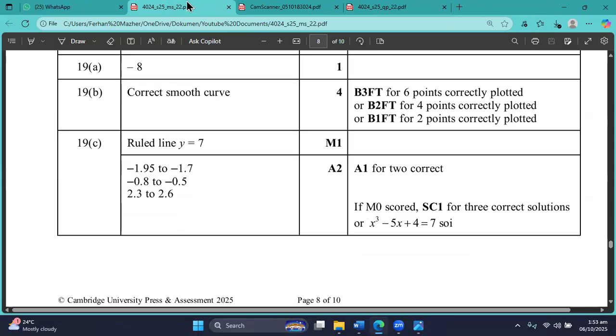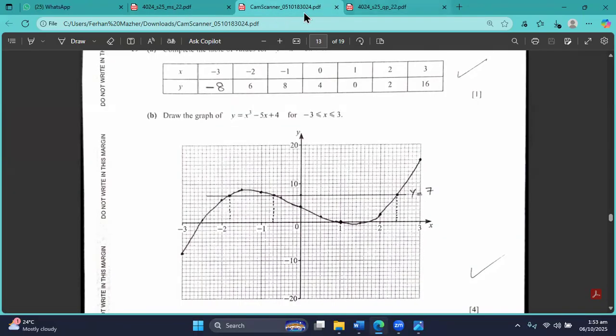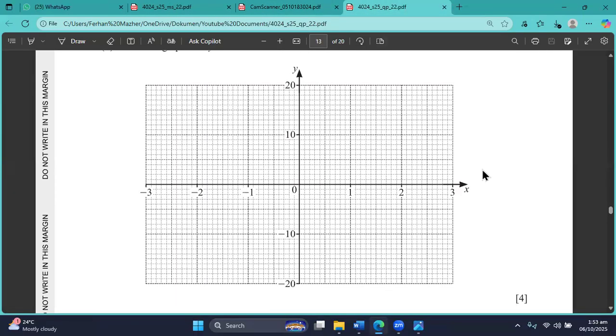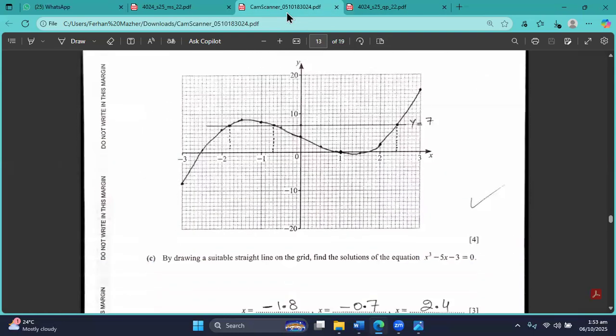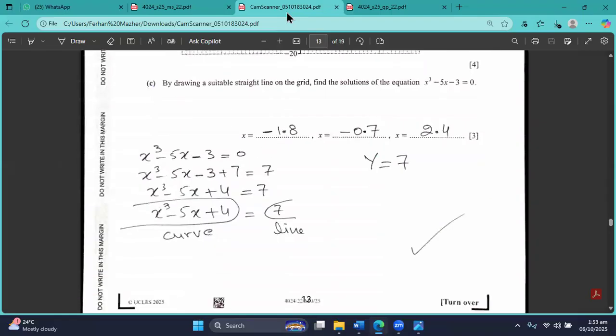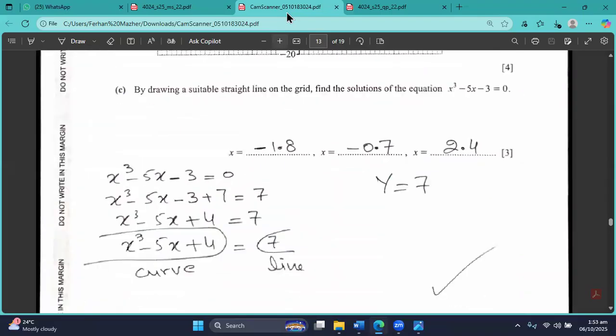Okay. Then they ask you a question. They ask you to solve by drawing a suitable straight line on the grid, find the solution of the equation x cubed minus 5x minus 3 equals 0. So they say there will be 3 answers. It's a three marks question. So you see, they asked me to find the solution of this equation. So I write this equation.